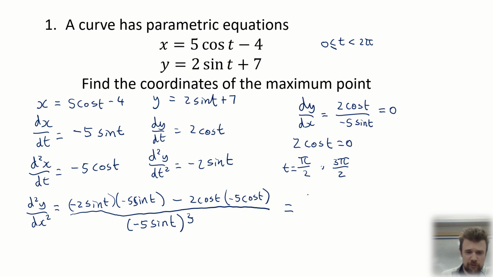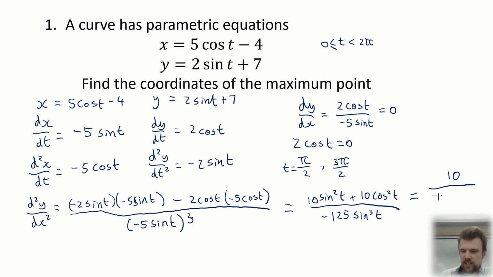Because funny enough, for this one, it's going to become 10 sine squared t plus 10 cos squared t all over minus 5 sine t all cubed. So that's minus 125 sine cubed t. And the reason I bothered simplifying that is because on the top, we've got sine squared t plus cos squared t happening. And we've got 10 lots of it, so that's just going to simplify to 10. So hooray, that trig identity comes in useful.